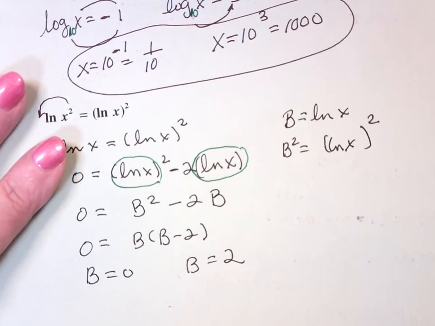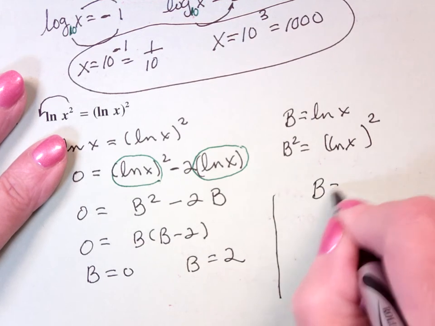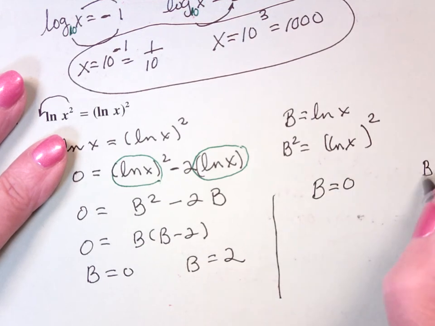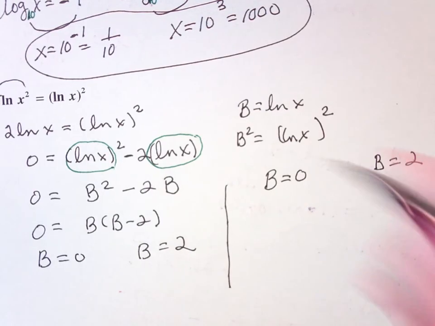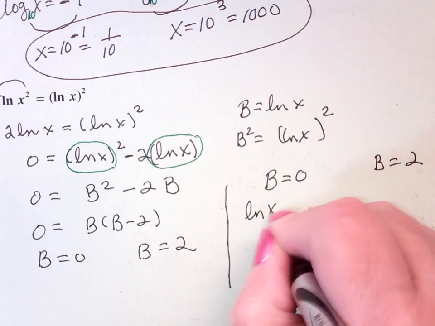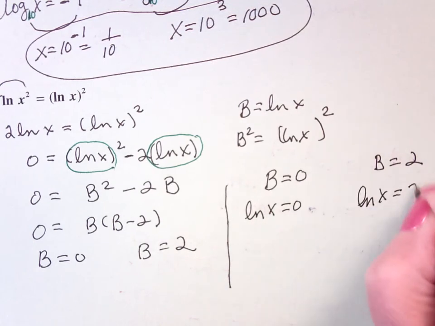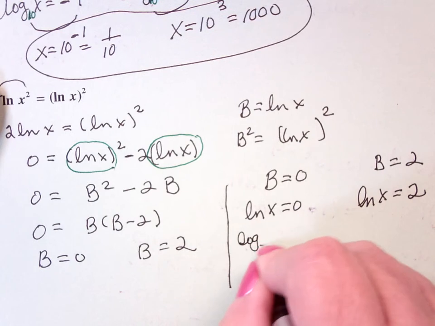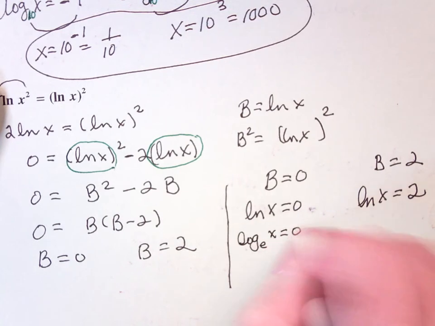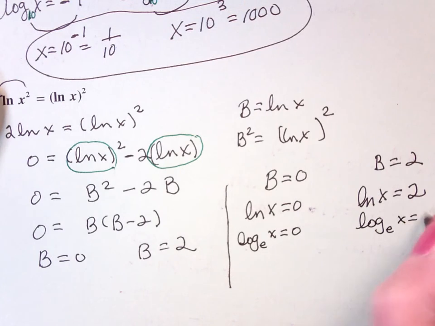Well, we don't want b, we want x. So what this says is that if b equals 0 and b equals 2, b is the natural log of x equals 0. Natural log of x equals 2. What is the base on natural log? E. This is the same as log base e of x. That's 0. Log base e of x is 2.